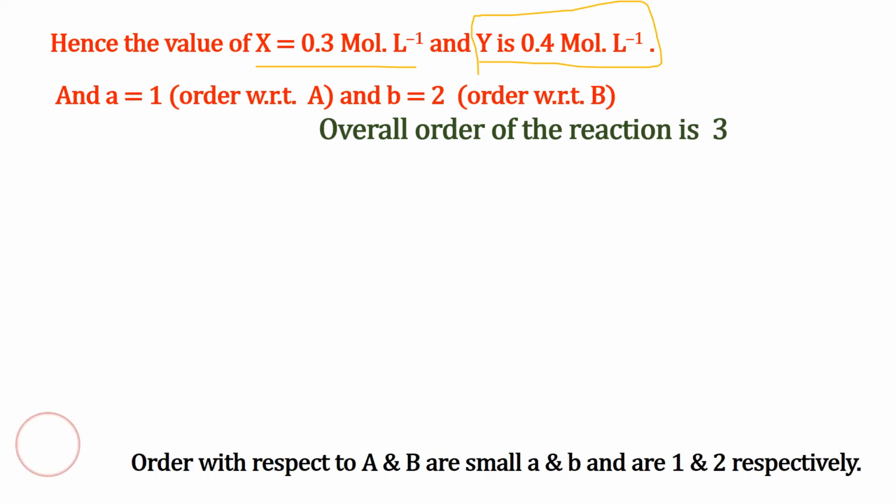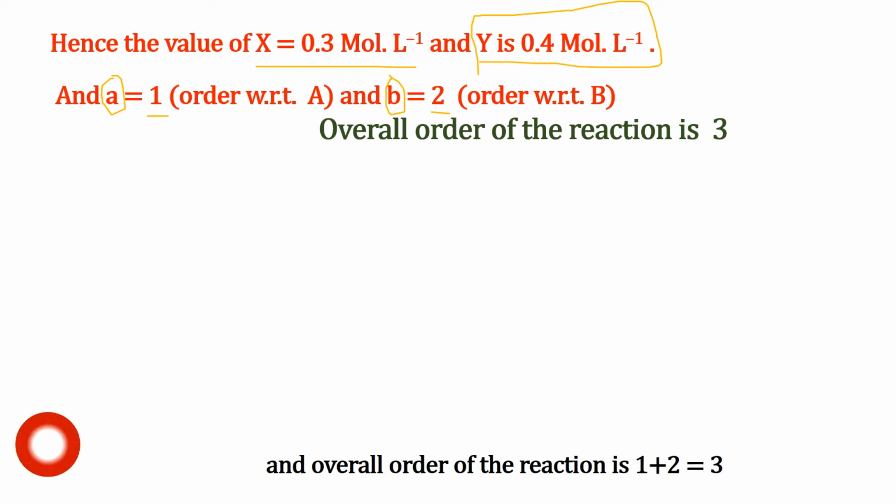The orders with respect to reactants A and B are small a and small b. The order with respect to reactant A is 1. The order with respect to reactant B is 2 respectively. And the overall order of the reaction is 1 plus 2, which is equal to 3. This is the overall order of the reaction.